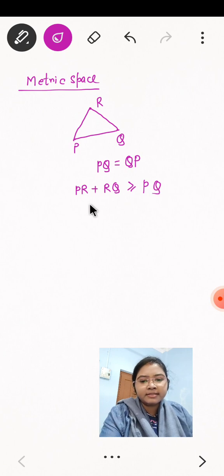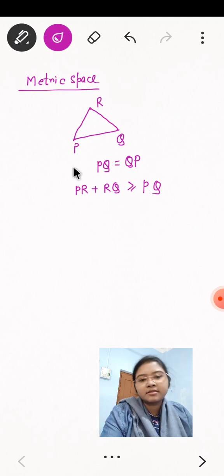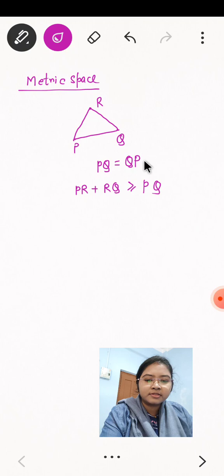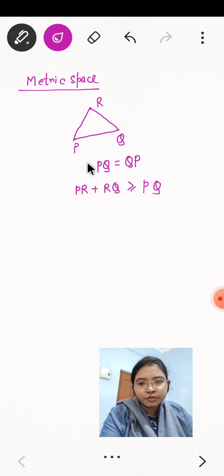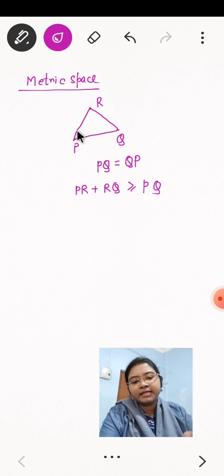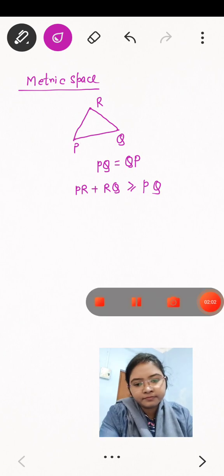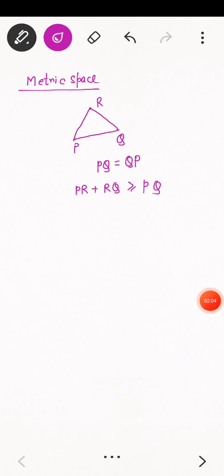In 1906, French mathematician Fréchet generalized this notion of distance for points to any arbitrary non-empty set by assuming three intuitively accepted concepts as axioms, and he formally defined metric space. So begin with the definition.